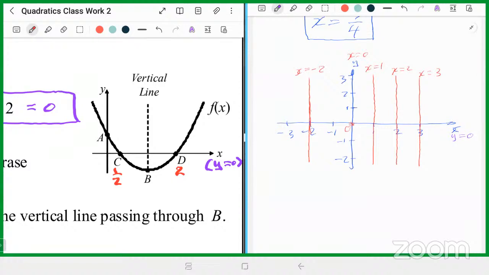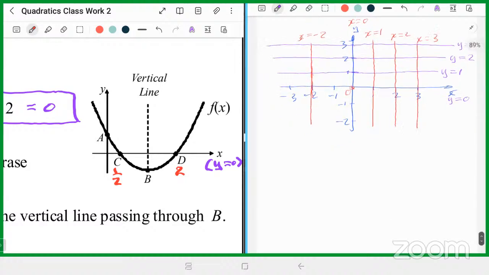All horizontal lines will have an equation similar to this: y equals some number. The horizontal line passing through this 1, like so, is the line y equals 1. That's the equation of that line. The line passing through 2, that is horizontal, like this, has the equation y equals 2. The line passing through 3, that is horizontal, like so, has the equation y equals 3.